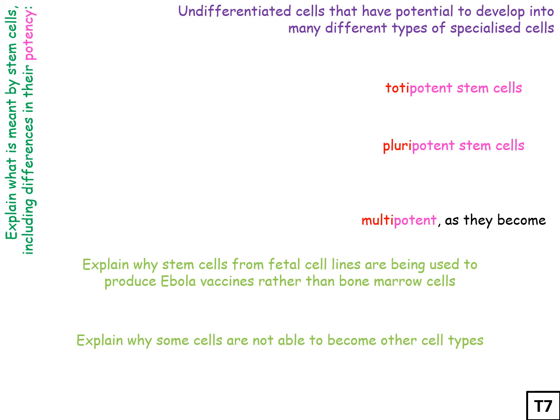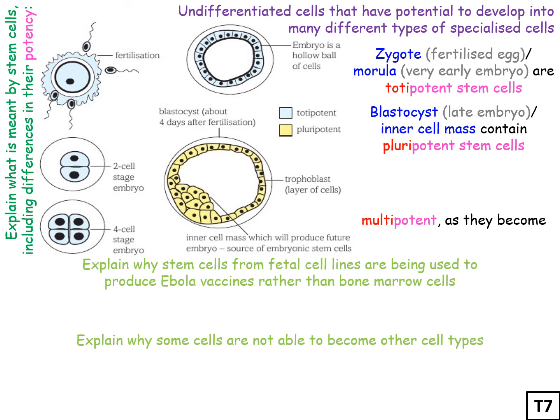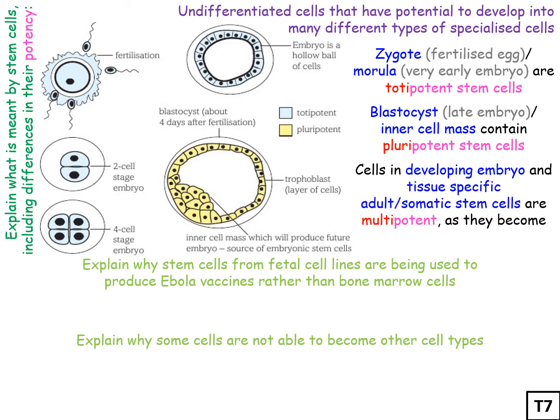The totipotent stem cells, as we mentioned earlier, can be found in the zygote, which is the fertilized egg, or in the morula, which is the very early embryo stage. The pluripotent stem cells are in the blastocyst, which is a later embryo, and the part of the blastocyst that contains the pluripotent stem cells is the inner cell mass. Whereas multipotent stem cells are in the developing embryo. So after the blastocyst, that embryo then continues to develop. So that developing embryo will contain multipotent stem cells, and we still have those multipotent stem cells in our body. They're known as tissue-specific adult or somatic stem cells.